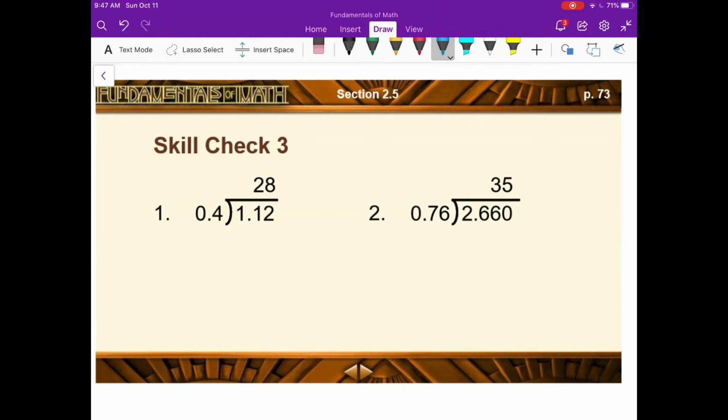So here's a skill check. This is something for you to think through. It just wants you to put the decimal in the proper location. So if you want to, you can pause it and do that.